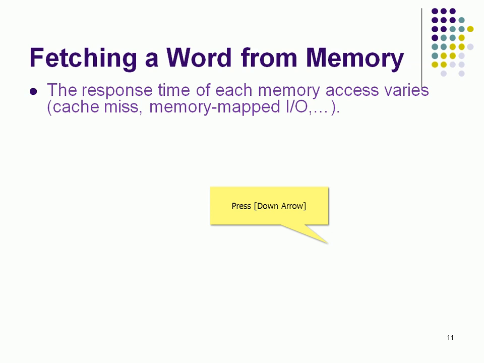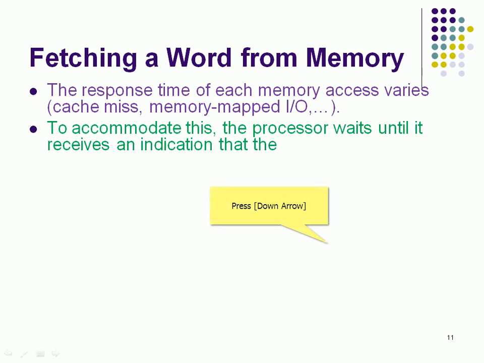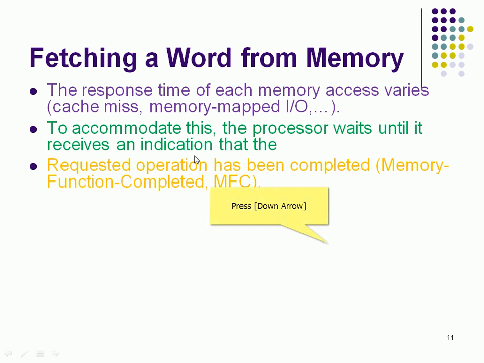So the response time of each memory access varies: cache miss, memory mapped IO. So the response time will vary. To accommodate this, the processor waits until it receives an indication whether the data has arrived or not, whether the operation is complete or not. So the requested operation has to be completed, so that is memory function completed.